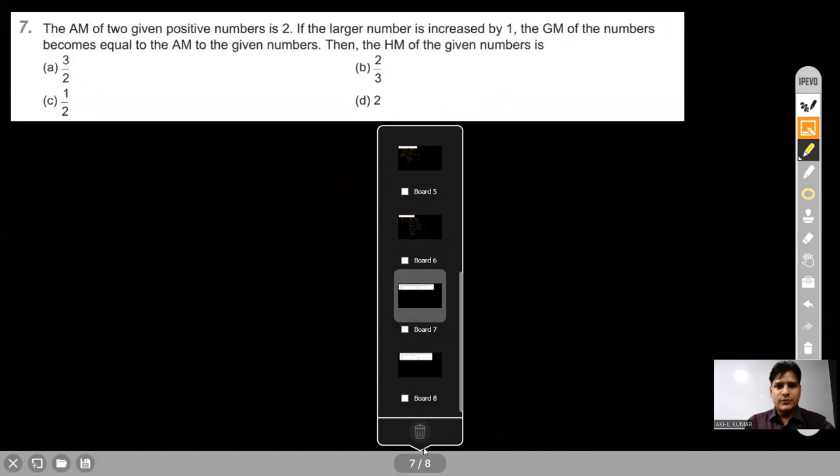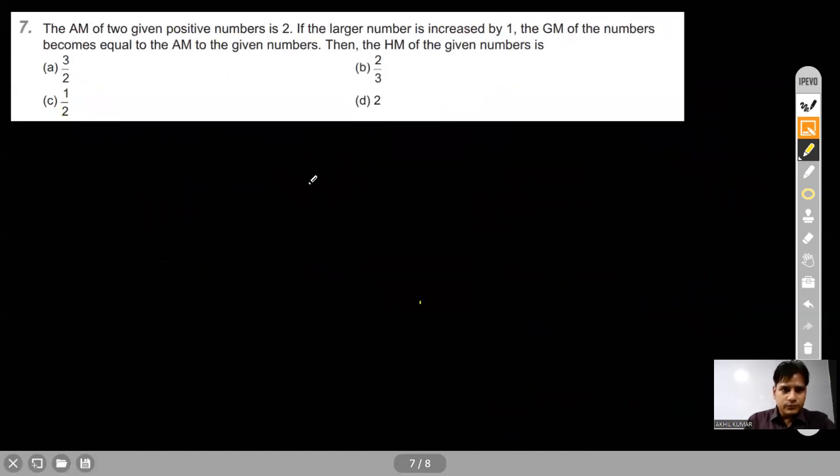So let's move ahead to question number 7. It is saying the AM of 2 given positive numbers is 2. Okay. And if the larger number is increased by 1, the GM of the numbers becomes equal to the AM of the given numbers. So let's consider two numbers A and B.